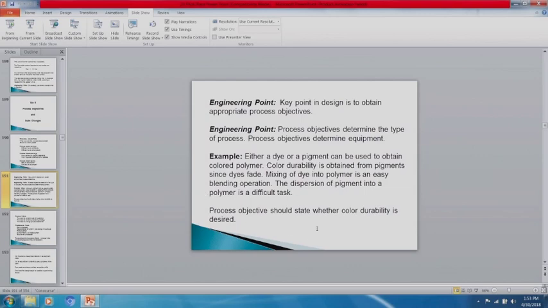So there's a big difference in process objectives. One is red color. Another is red color with color durability. You went from an easy process to a very difficult process to get your color durability. I recently had a plastic part break in one of my appliances at home, and you can see there's a big, large air bubble in that chunk of plastic. Anyway, that's just an example of problems facing some processes that don't occur in other processes.